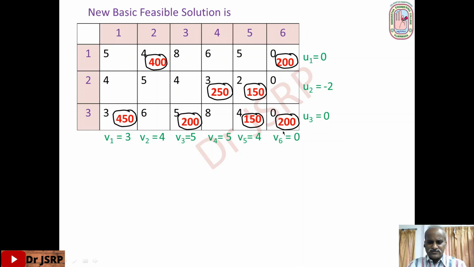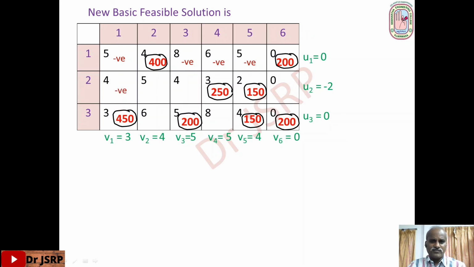Now find penalties for each non-basic cell. For the first cell P11, corresponding U value 0 plus corresponding V value 3, 0 plus 3, 3 minus cost 5, so 3 minus 5 is minus 2, negative. For this non-basic cell, U value 0 plus V value 5, 5 minus 8 is minus 3, negative. For this non-basic cell, U value 0 plus V value 5, minus 6, 5 minus 6 is minus 1, negative. For this, U value 0 plus V value 4, 4 minus 5 is minus 1, negative. Next, U value minus 2 plus V value 3, minus 2 plus 3 is 1, minus 4 is minus 3, negative.